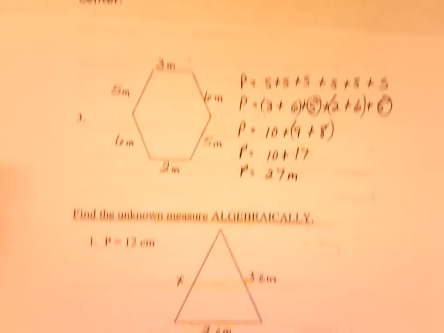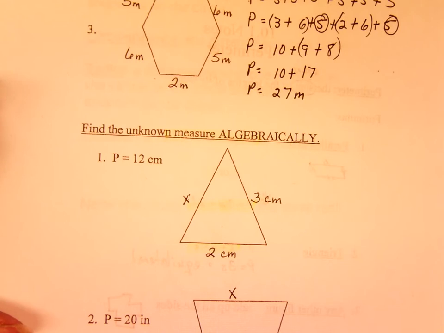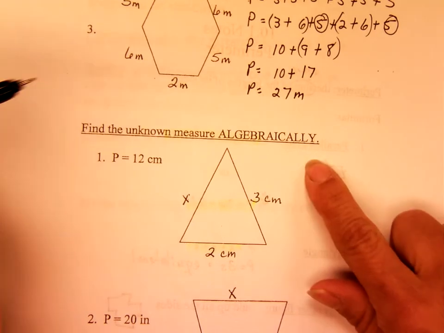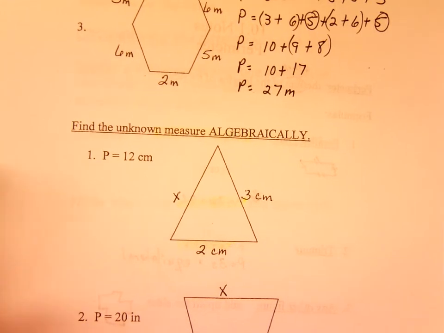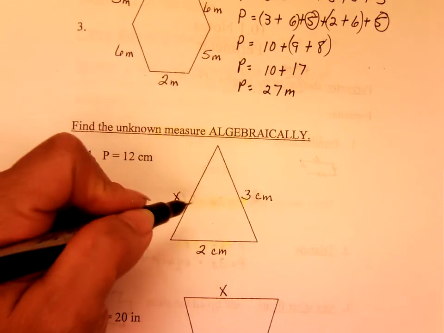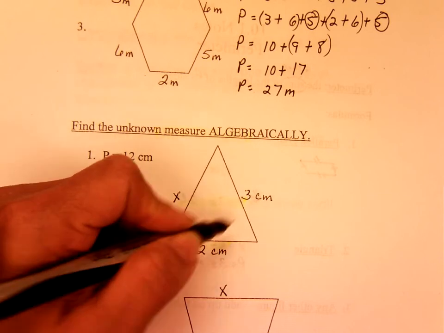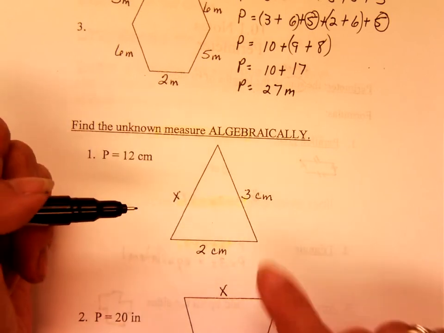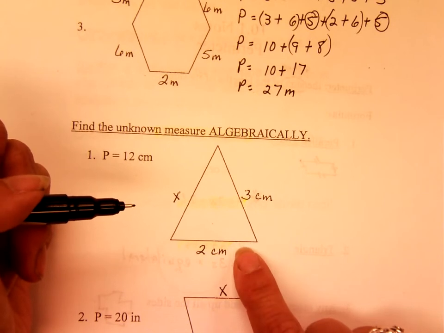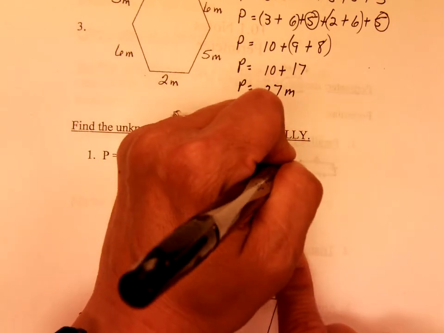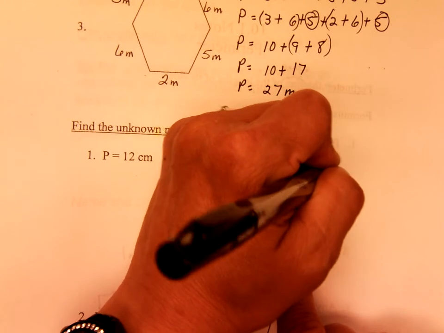All right, now we're going to work backwards. Find the unknown measure algebraically. Remember, that is what we've been practicing all this year. We give you the perimeter. We have the unknown measure. You have 2 and 3 centimeters. What formula do you use to find the perimeter of a triangle? Hopefully you have said P is equal to S plus S plus S.